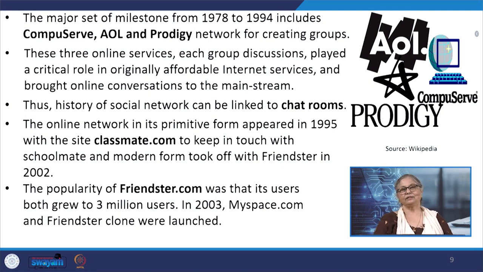The online network in its primitive form appeared in 1995 with the site classmates.com to keep in touch with schoolmates, and the modern form took off with Friendster in 2002. The popularity of Friendster.com was such that its users grew to 3 million, and in 2003, MySpace.com and a Friendster clone were launched. To understand the motivations behind people's use of social networking sites, several studies have also been conducted, and we would refer to one at this point.